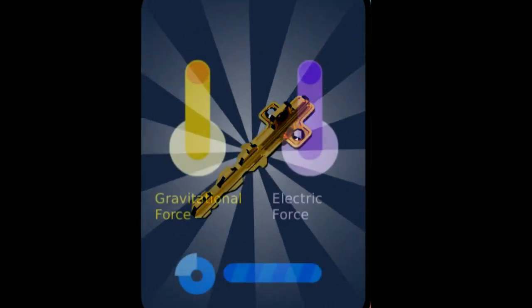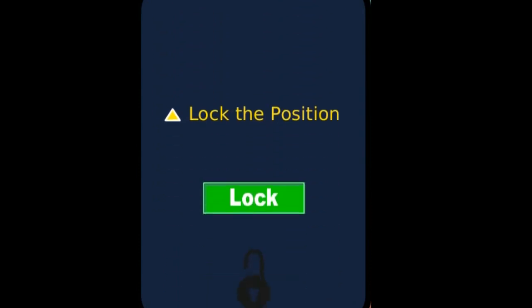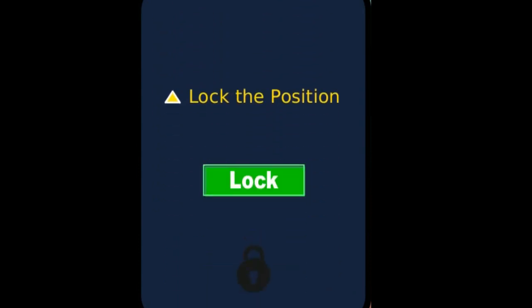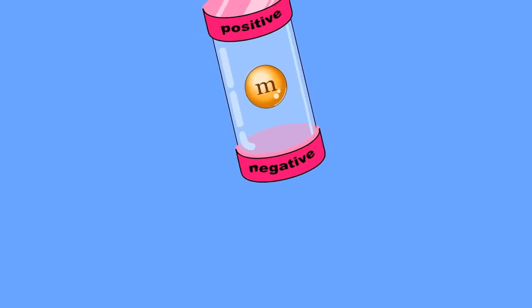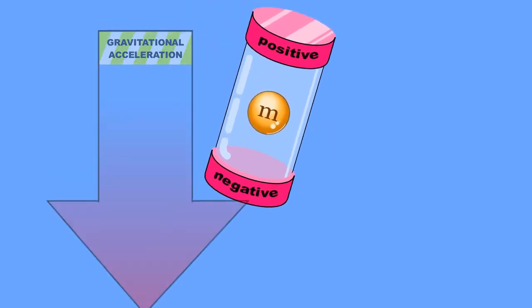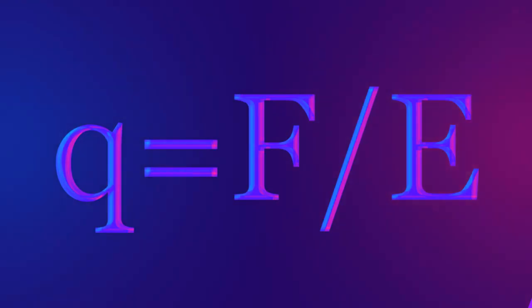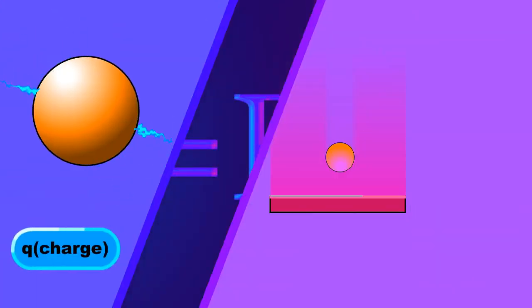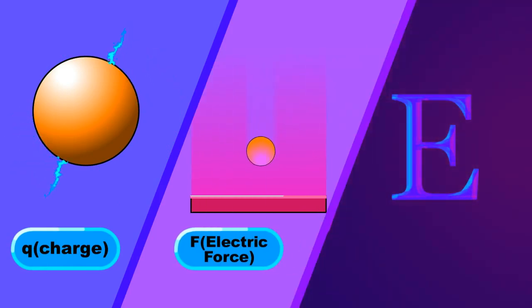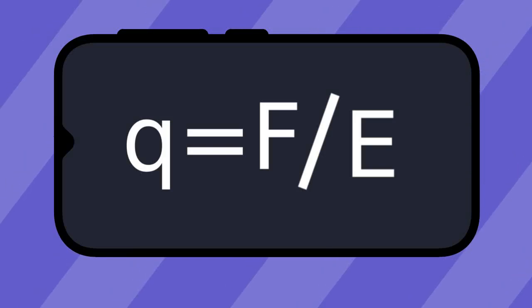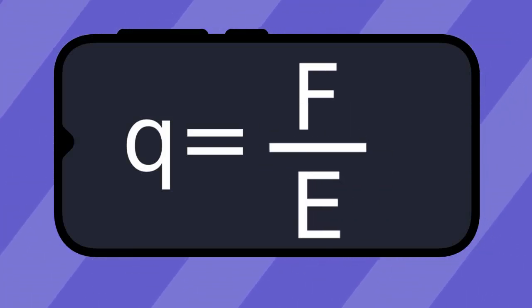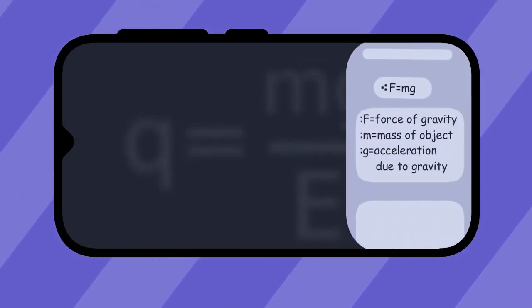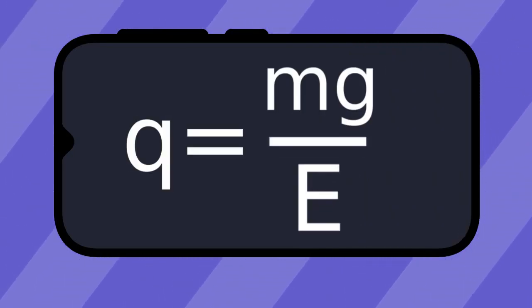When the forces were balanced, Millikan could measure the electric force needed to hold the droplet steady. At this point, Millikan had everything he needed to calculate the charge on each droplet. He used the formula, where Q is the charge on the droplet, F is the electric force, and E is the strength of the electric field. By using his previous calculation for the droplet's mass, he could determine the electric force required to balance the droplet.